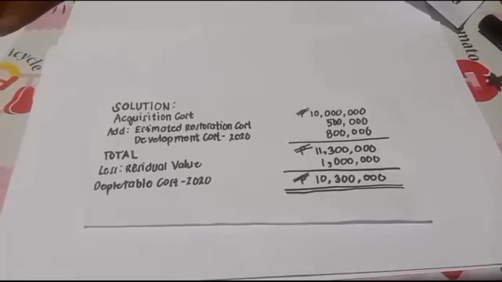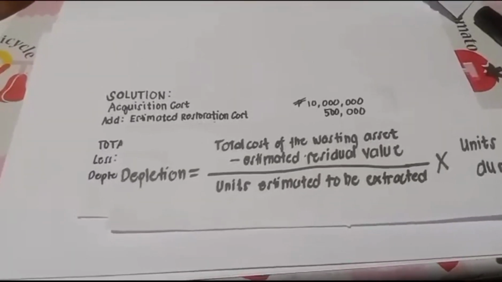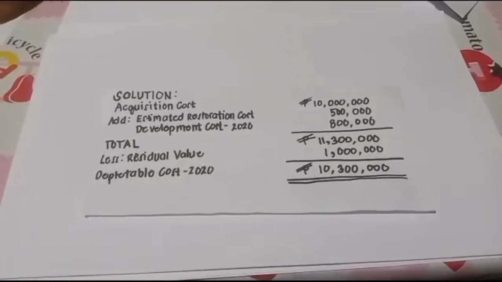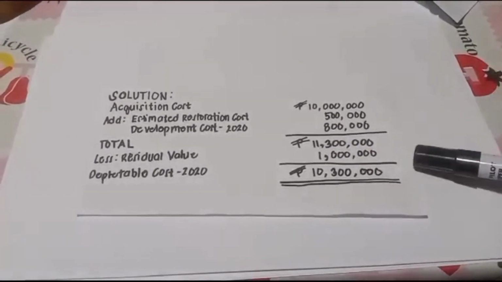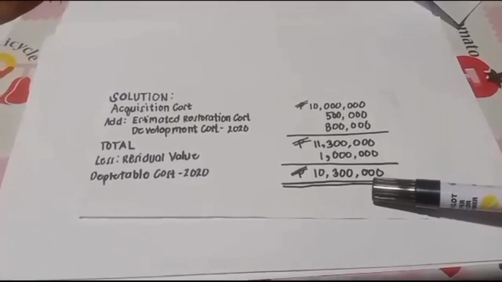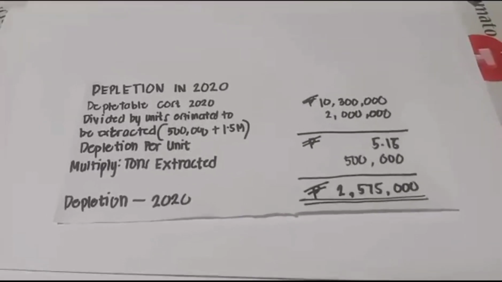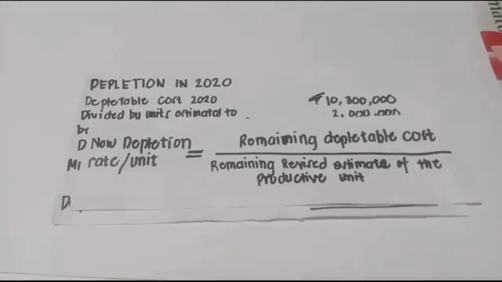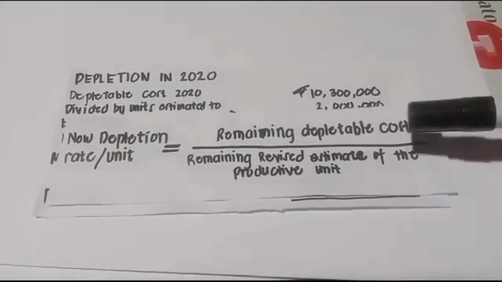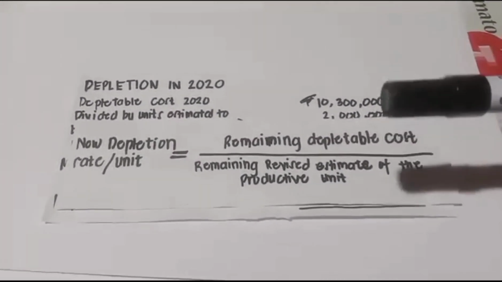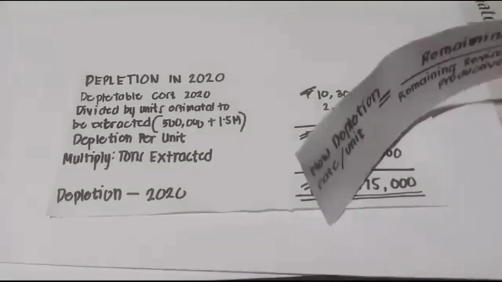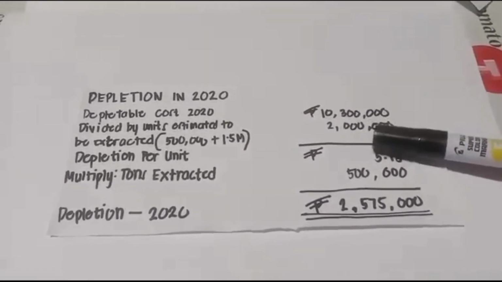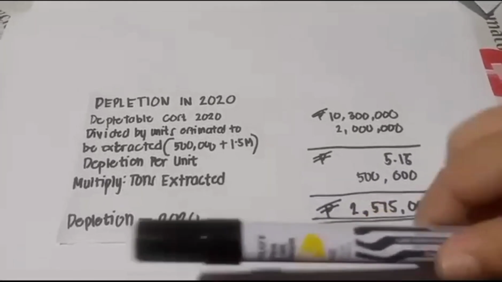Remember our formula: once we have the total cost of the wasting asset, we subtract the estimated residual value. So we subtract the residual value of 1 million to get our depletable cost for 2020 of 10,300,000. Now we get the new depletion rate. The formula: new depletion rate is equal to remaining depletable cost over the remaining revised estimate of the productive unit. We divide the depletable cost of 10,300,000 by the units estimated to be extracted of 2 million.